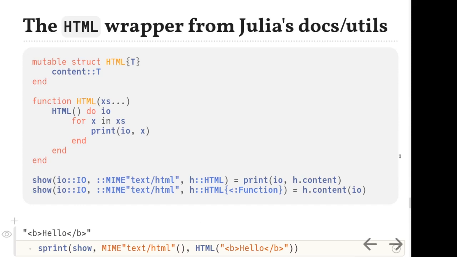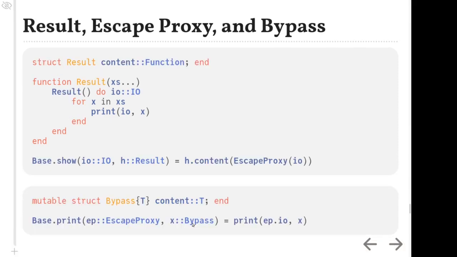The implementation of HypertextLiteral is motivated by the HTML object from the built-in documentation utilities. The single argument version wraps an object so it can be shown to a text HTML display. The multiple argument version is more interesting. It returns a closure that takes an I/O for its input and prints each of its arguments. We take a similar approach. The HTML macro produces an expression that builds a closure. Our result object is similar.